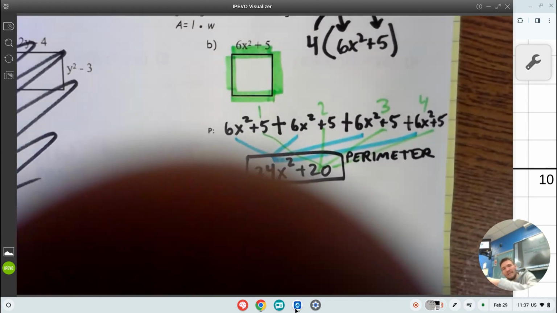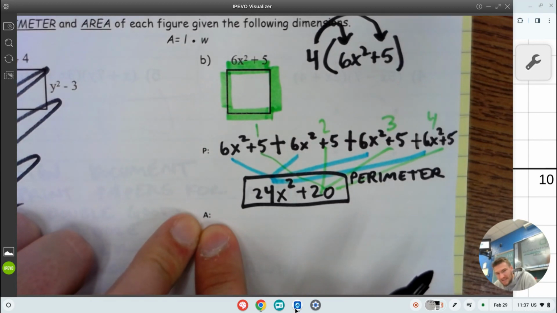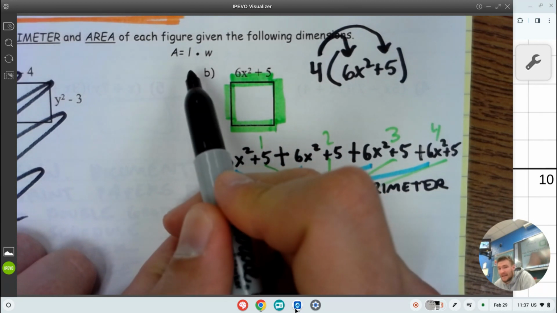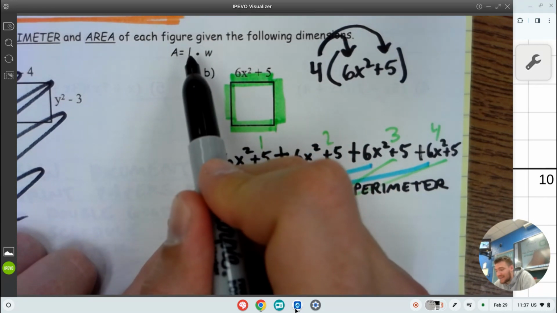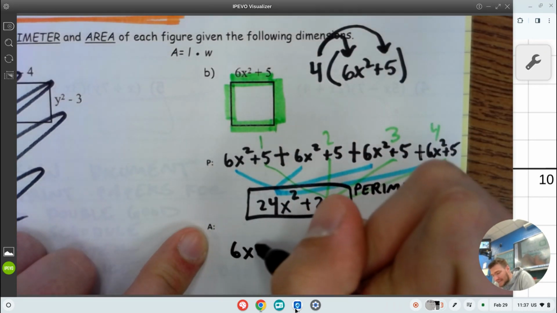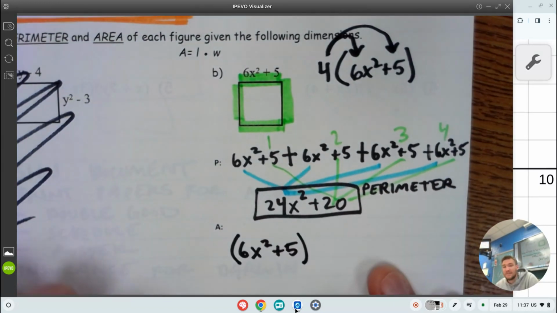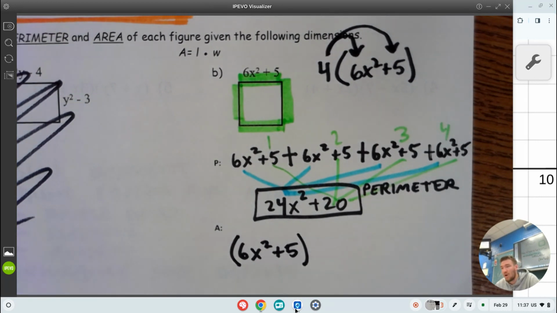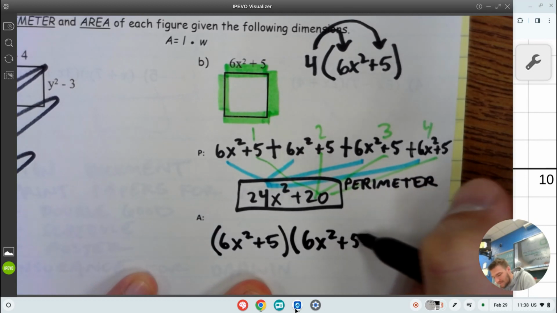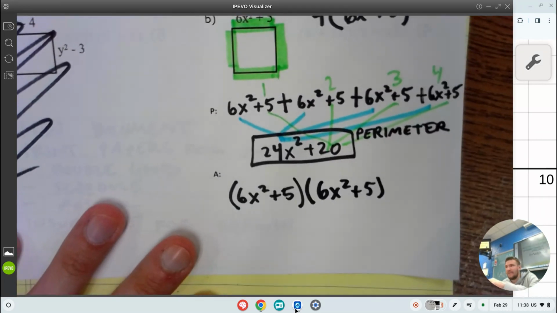Now, what we really want to focus on here is the area. Okay? The area is a little bit different. When you do the area, you need to multiply 1 length times 1 width. In other words, you need to multiply 6x squared plus 5, and you need to multiply that times one other side. Well, all the sides are the same, so it's going to be 6x squared plus 5. And that means we're going to have to do our very last question here with foiling.